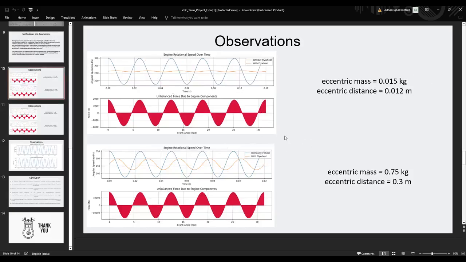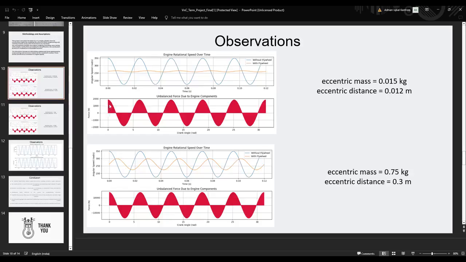So in the first plot, we can see that the speed fluctuation with flywheel is not having that much of a fluctuation, and as you can see, it's almost a straight line. That means that in such a case, the speed fluctuations with flywheel don't have that much of a sensitivity. But on increasing the eccentric mass to 0.75 kg, the fluctuations have increased and it's almost following a sinusoidal pattern, and the amplitude of the speed fluctuation has increased.